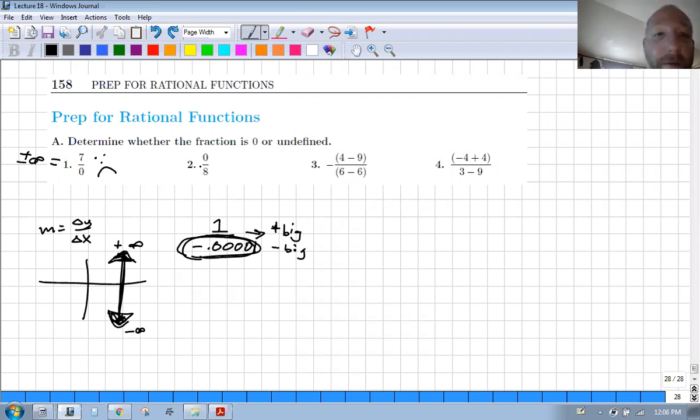All right. 8 goes into 0 exactly 0 times. Okay. You can always have a 0 on top. That's not a problem. Here we have a 0 on the bottom, undefined. Here we have a 0 on top. That's fine. That's a 0. You cannot divide by 0.